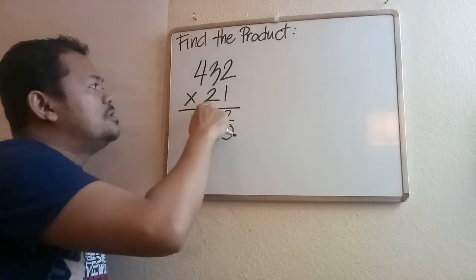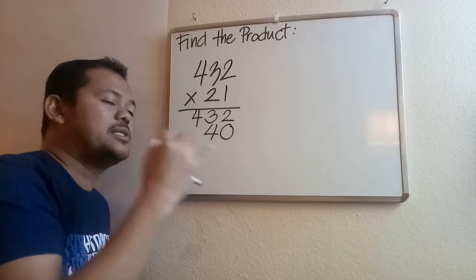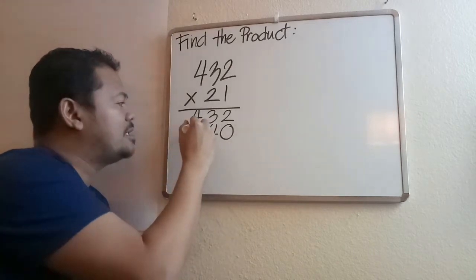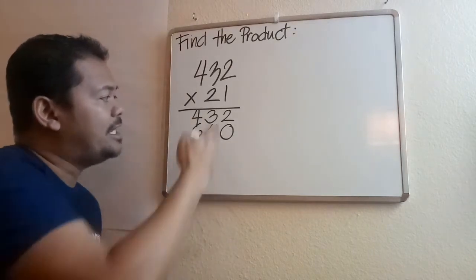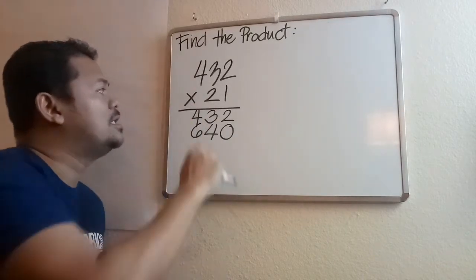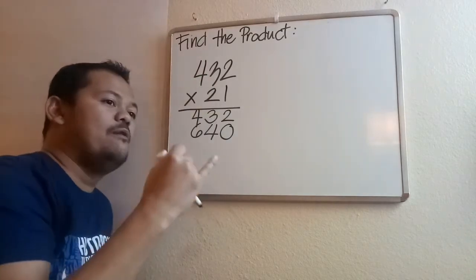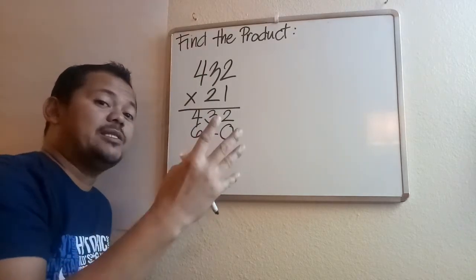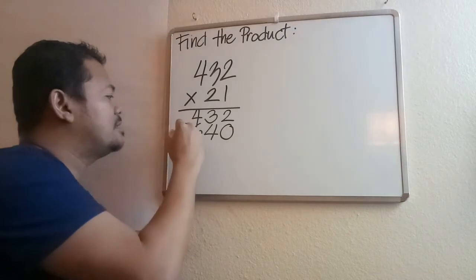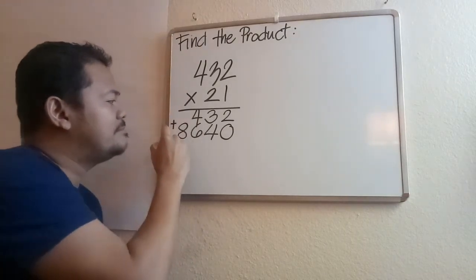Okay? Next, 2 times 3. We got here 2, 4, 6. The answer is 6. Right here, 6. They are all aligned to their place value. Okay? Next, 2 times 4. How much is it? 2, 4, 6, 8. The answer is 8. There you go. Then you write add.